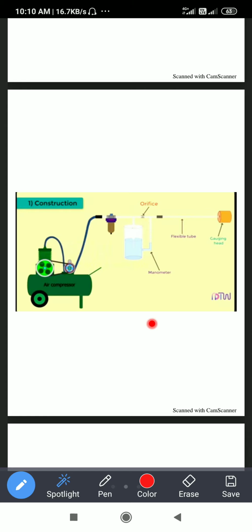Just like the gas tube, the cylindrical tube you have seen in your homes from the LPG gas cylinder to the oven or burner, which is flexible. Like that, this is flexible, so that the operator can easily hold the gauge head and insert it into the workpiece. This is the gauge head, which is inserted into the workpiece. So this is the simple construction of the pneumatic comparator.